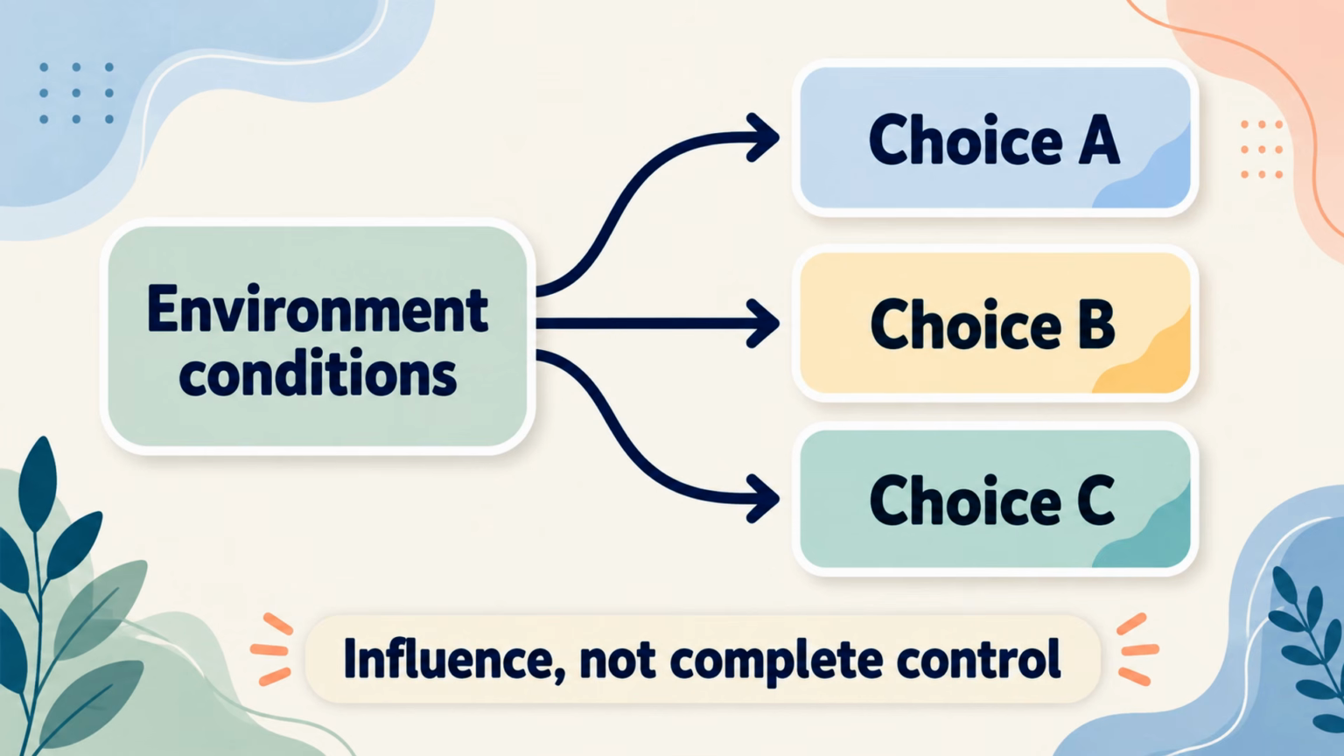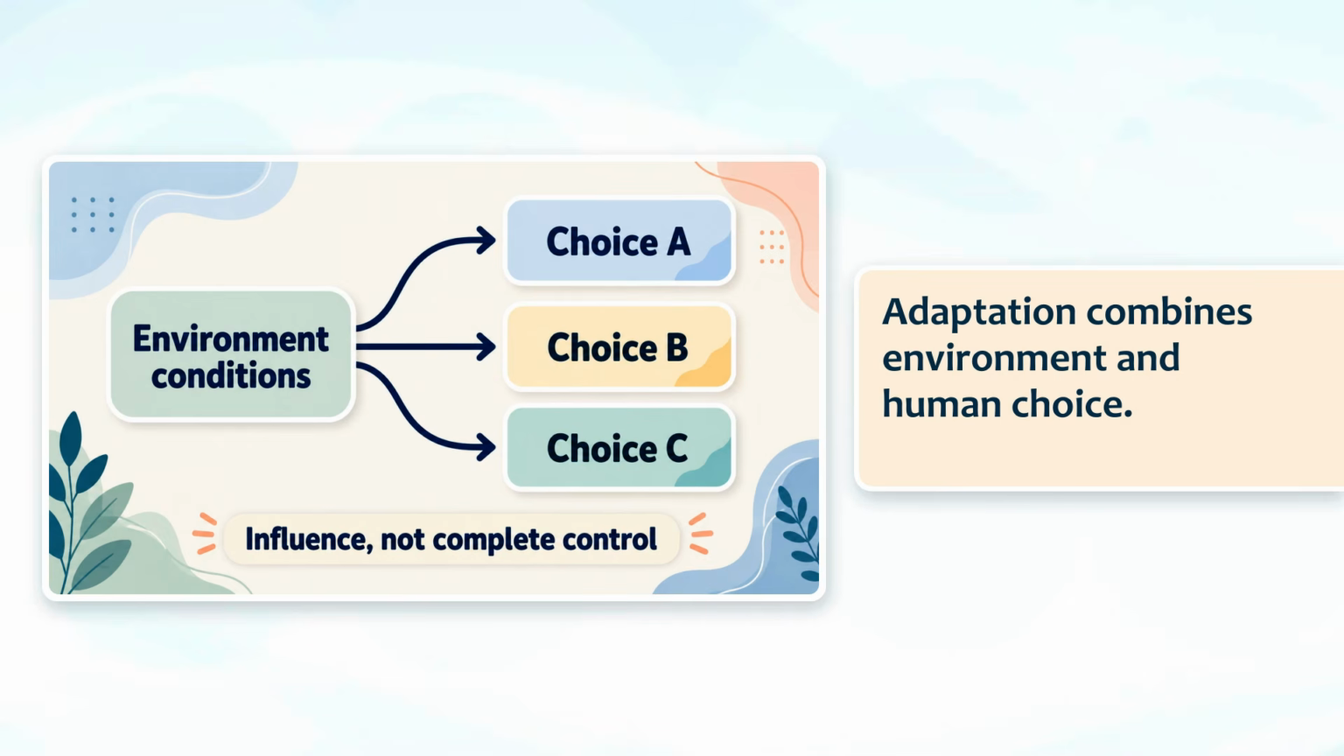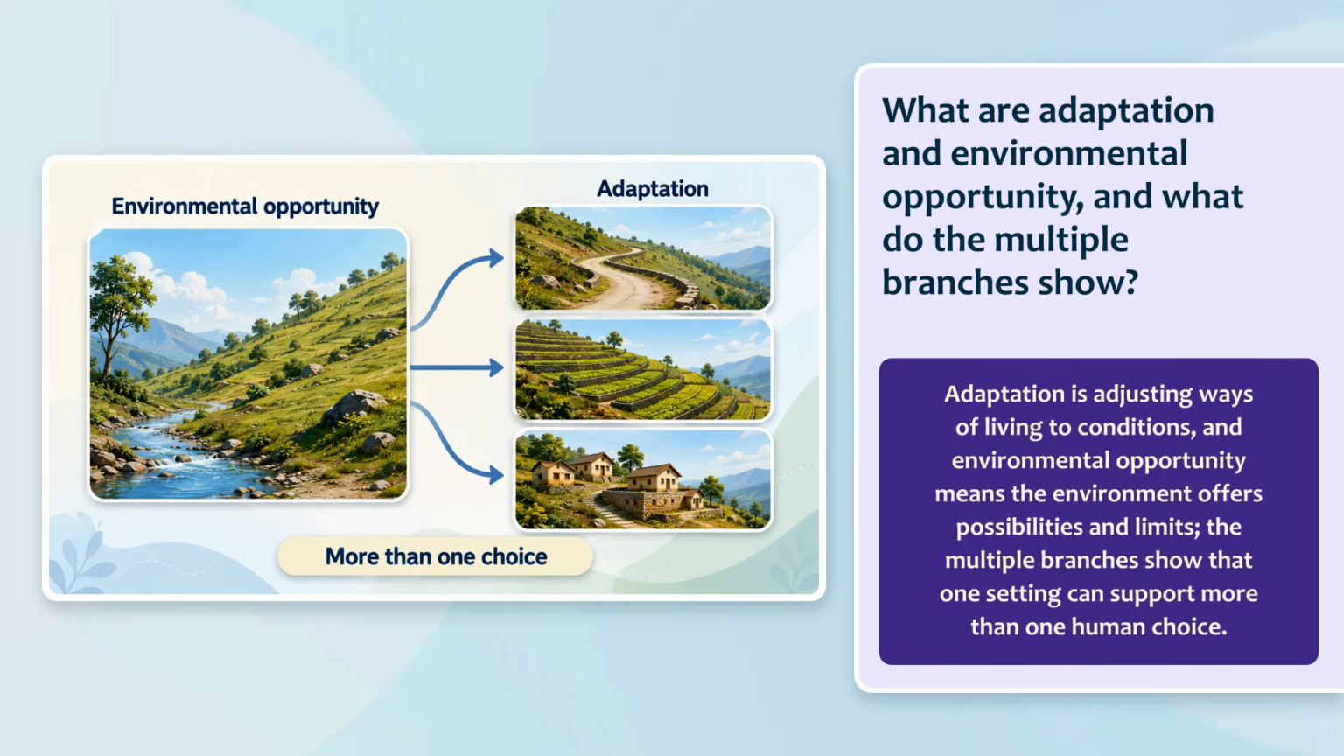We study what the environment offers and then examine how people respond. This keeps geography focused on both place and human choice. Keep both sides of the relationship in view. Adaptation combines environment and human choice. Neither side alone explains the whole pattern. Use the branches from one setting to several responses.